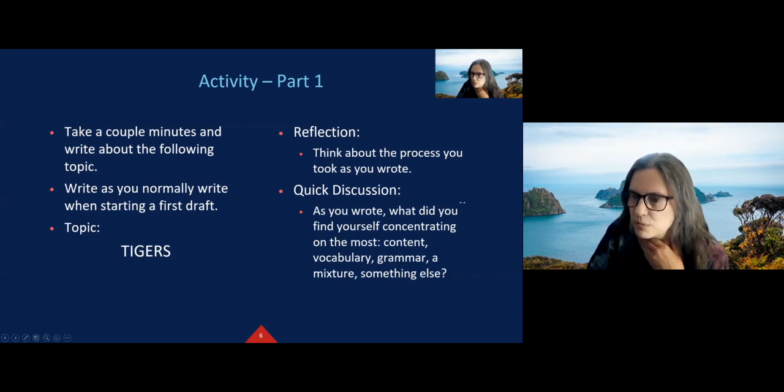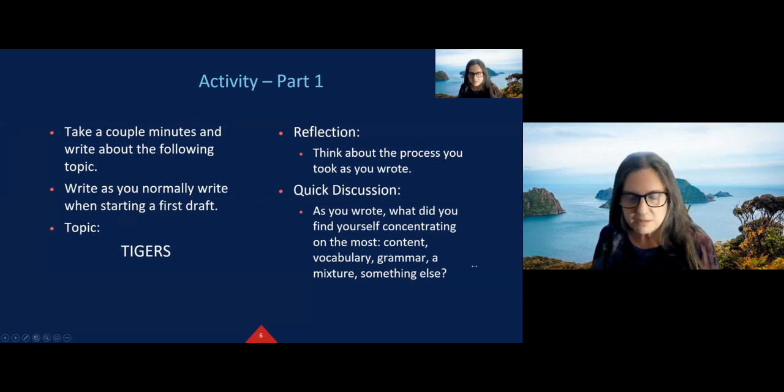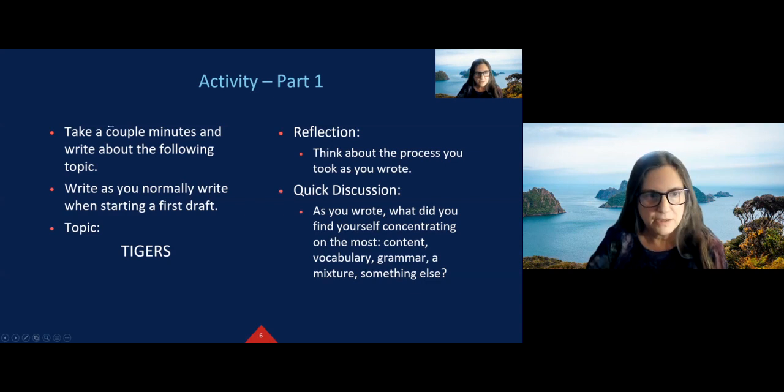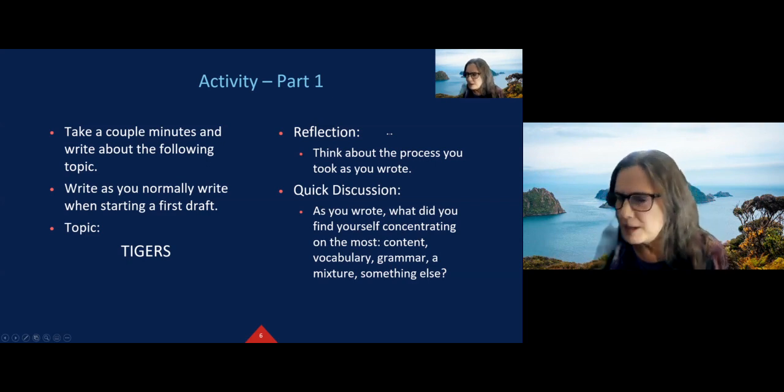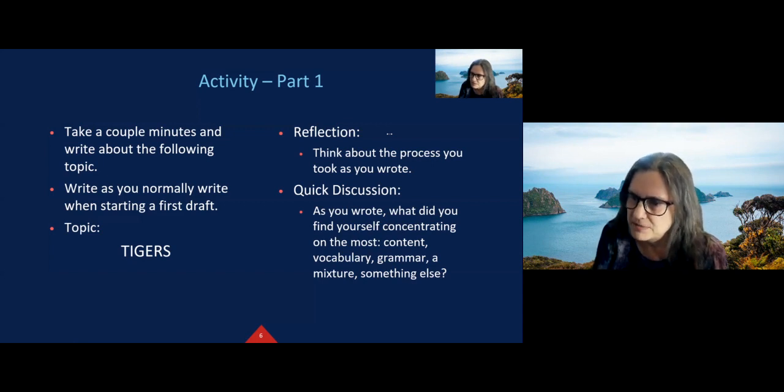First of all, as you wrote, what did you find yourself concentrating on the most? And I just threw out some possibilities. So could it be content, vocabulary, grammar, a mixture of those, something else? So if you'd like to unmute, and if you see me dragging my mouse across the board, that's me moving our Zoom images back and forth. So go ahead and unmute and just kind of share a couple of thoughts. And there's no right or wrong to this. And if you're struggling to figure out how to answer it, don't worry about that. There's no right or wrong.